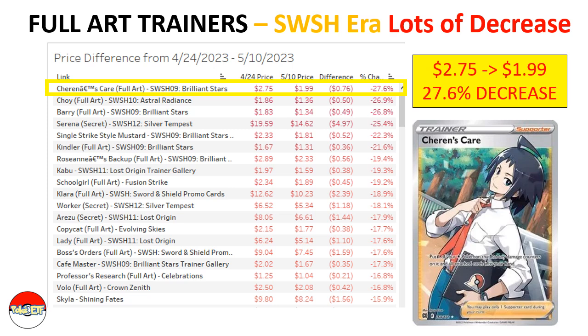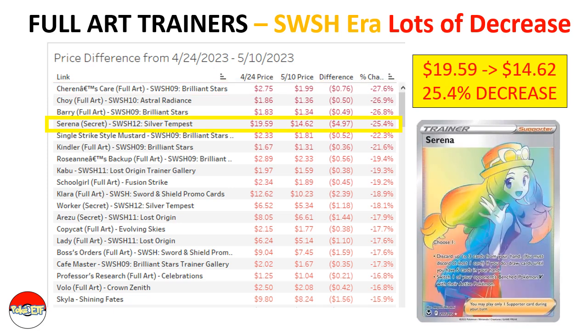Then you have a lot of decrease among the Sword and Shield full art trainers, and you can see a lot of full art trainers in the Sword and Shield era are experiencing double-digit percent decrease, and the one that is experiencing the most is the card that you're seeing here, a 27.6% decrease. And then you have your Serena, the secret version. $19 to $14, a 25% decrease.